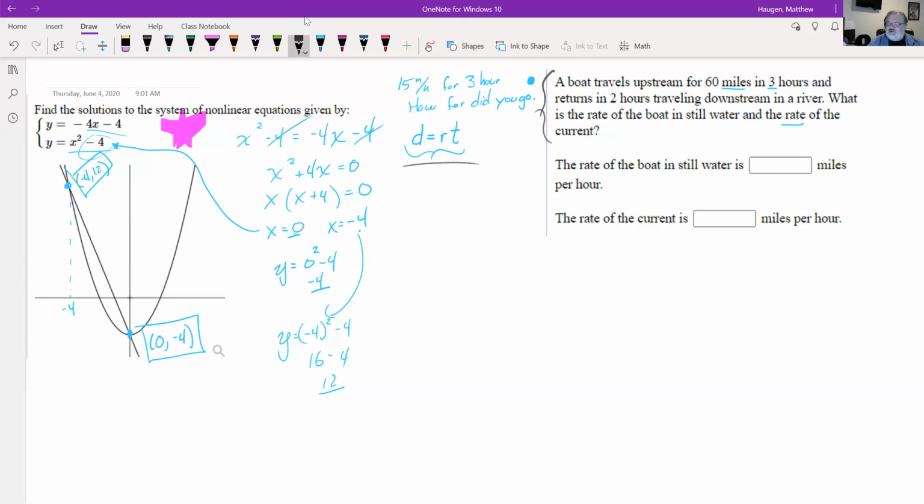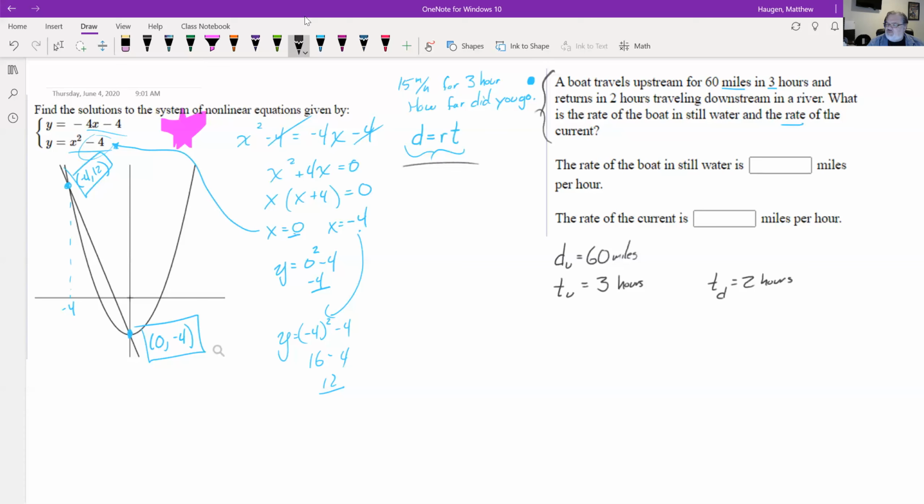So under that consideration, what are we told happens? We're told we travel upstream for 60 miles. So we have a distance upstream of 60 miles. And I'm going to keep the units on them just to keep everything straight. In 3 hours, so that's a time upstream, is 3 hours. And return in 2 hours. So the time, I'm going to say D for downstream, is 2 hours.